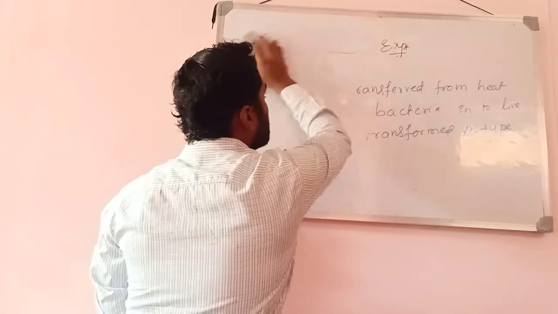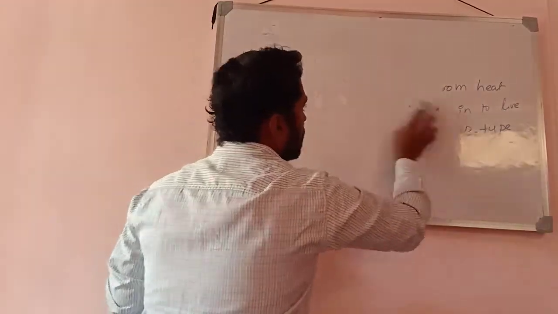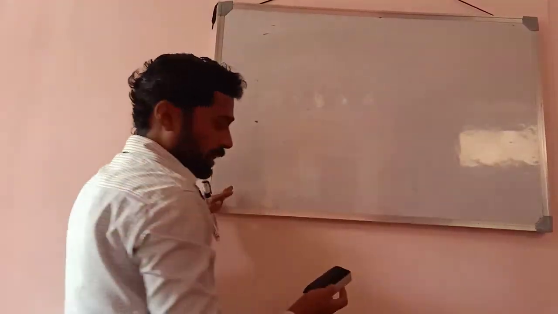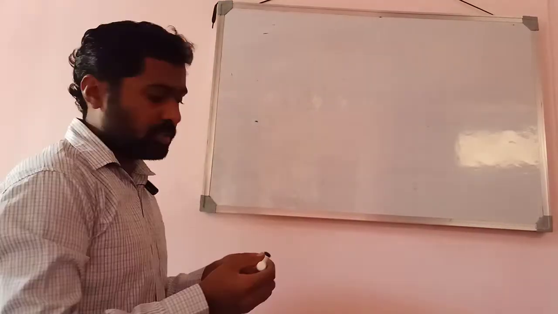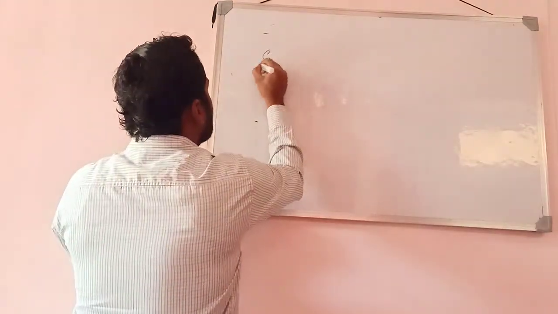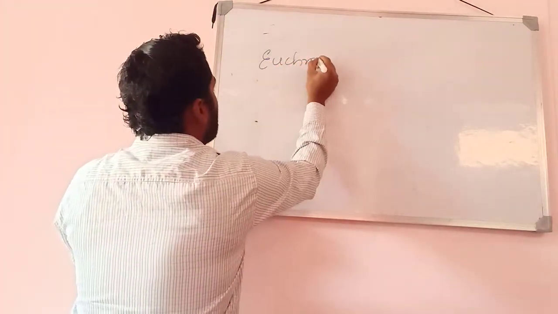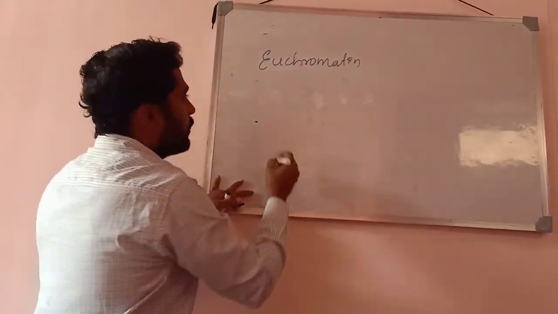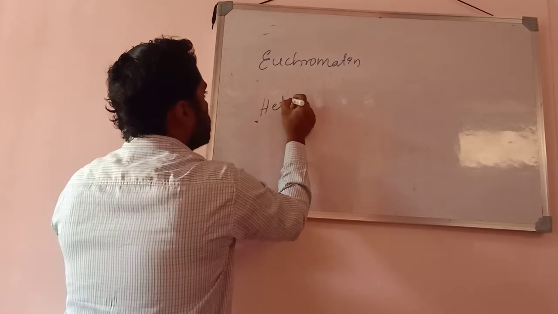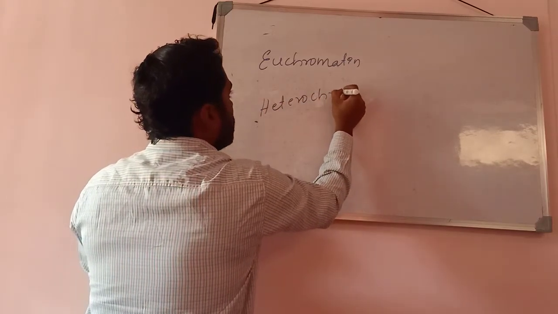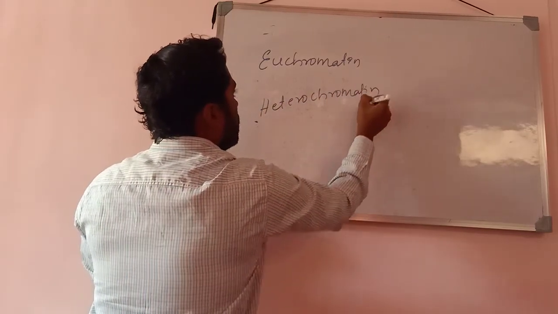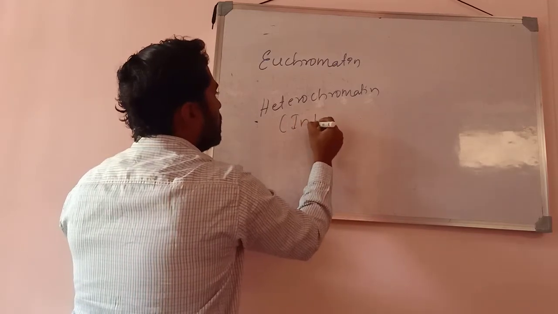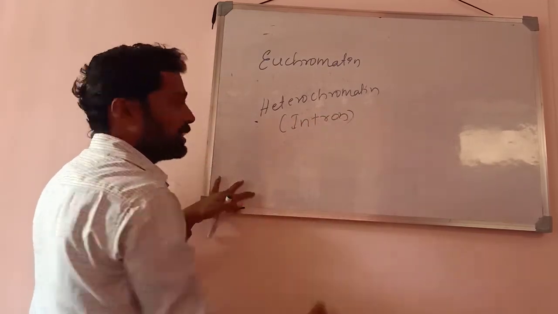Okay, so just two points about the chromatin. I forgot to tell you while discussing the packaging of DNA, there are two important points you must remember. Two regions were observed on the chromatin, and they were considered as euchromatin and heterochromatin. Just remember these two. Heterochromatin is also regarded as intron.